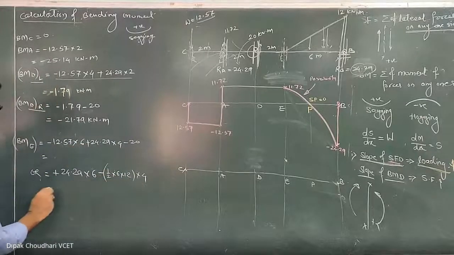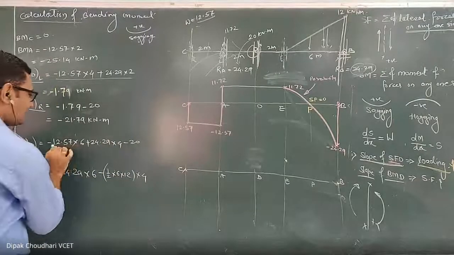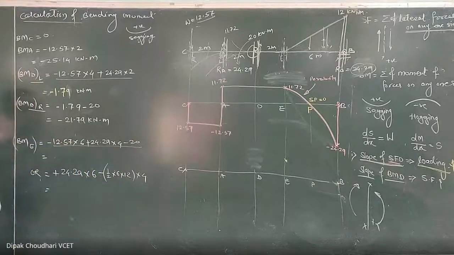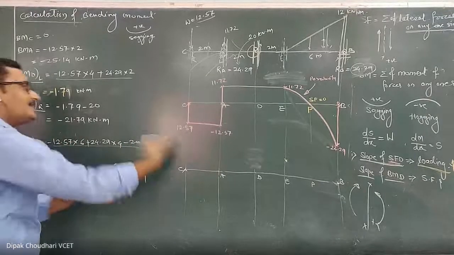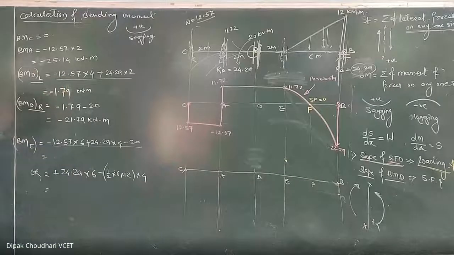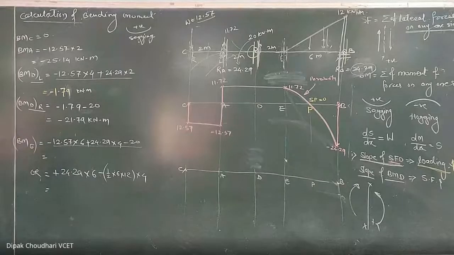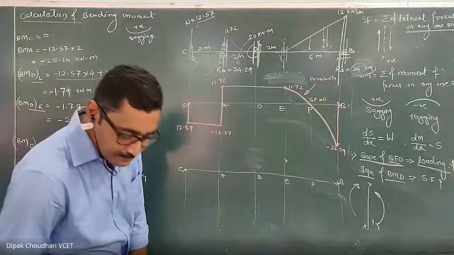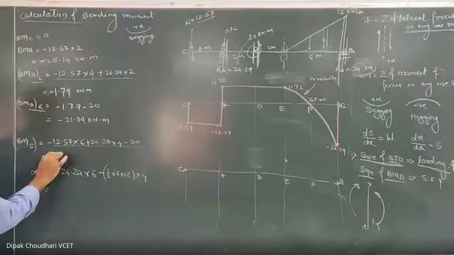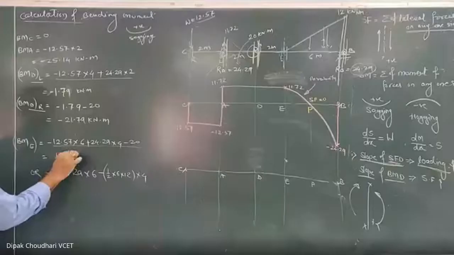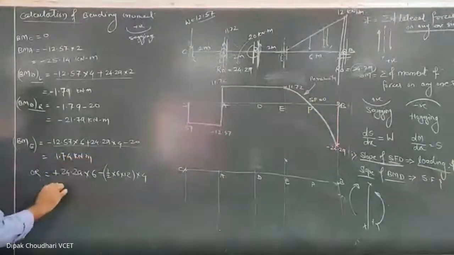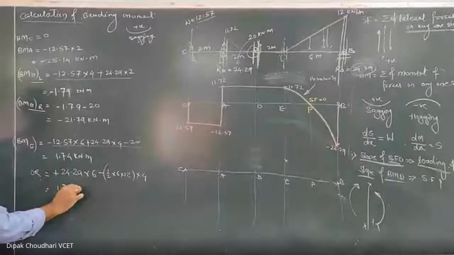The answers from both should be the same. Here I have considered the forces on left side of the section at E. Here I have considered the forces on right side of the section at point E. While doing this calculation, you can do it on any one out of these two. This is just for your understanding. I'm doing the calculation on any one side. Tell me how much is the answer? 1.74 kilonewton meter. This will also be 1.74 kilonewton meter.